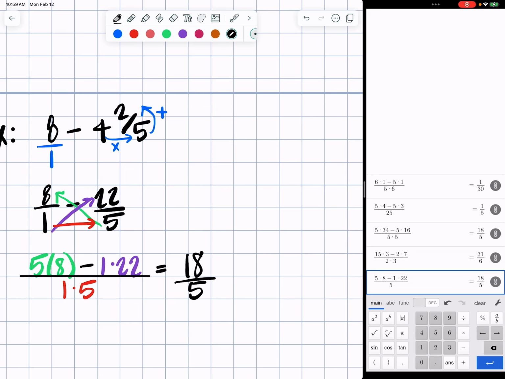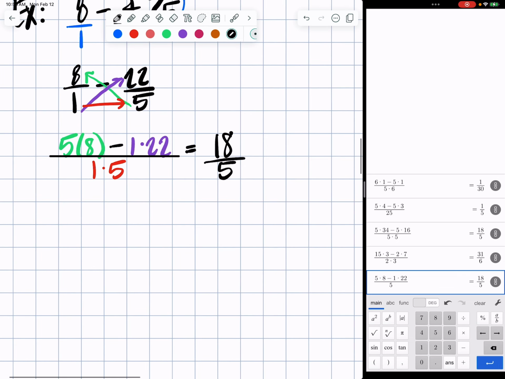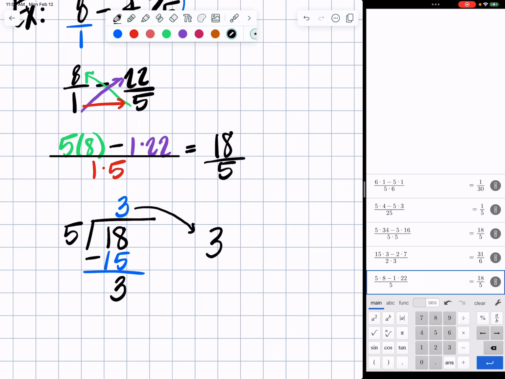Now we've already converted that to a mixed number in a previous problem, but I'm going to go through the process one more time so you get to see it. So we'll do 18 divided by 5. 3 times 5 is 15. I subtract and I have 3 left over. So the 3 on top becomes my whole number. The 3 on the bottom becomes my remainder or my numerator. And the 5 stays as the denominator.